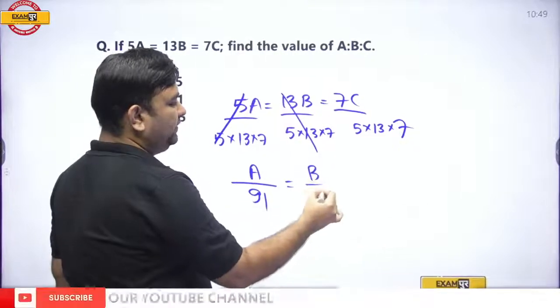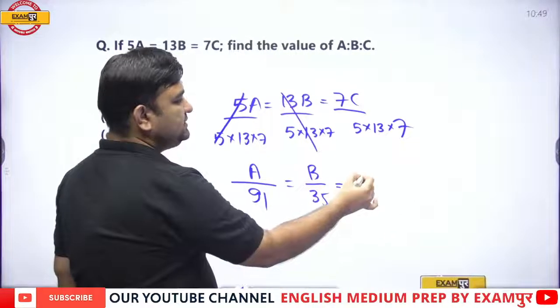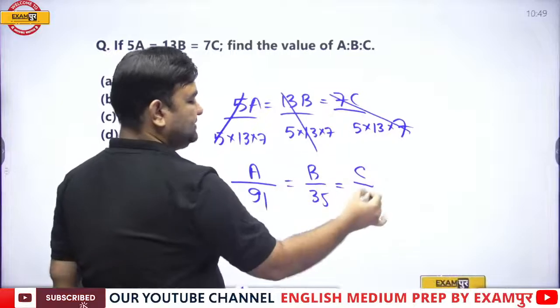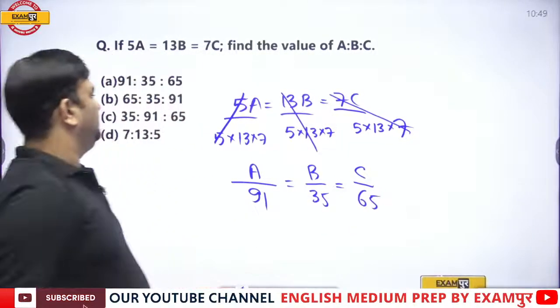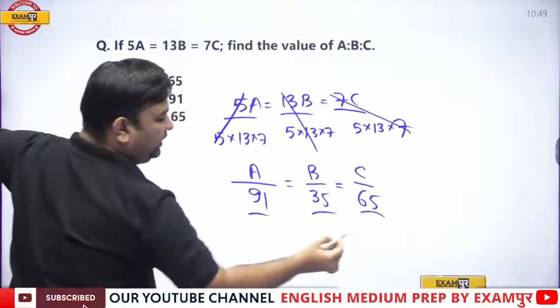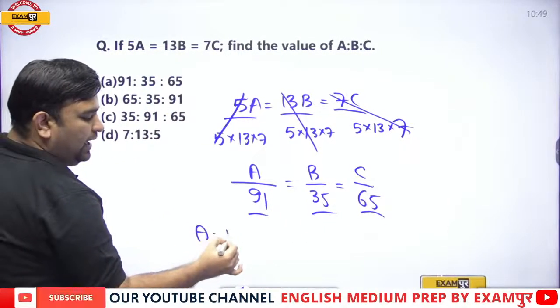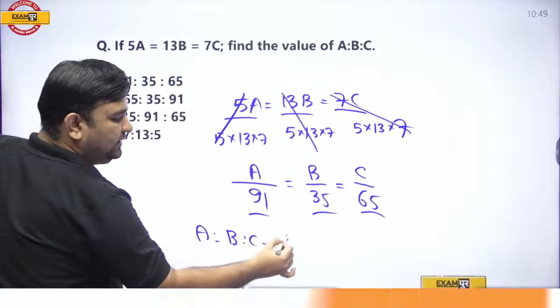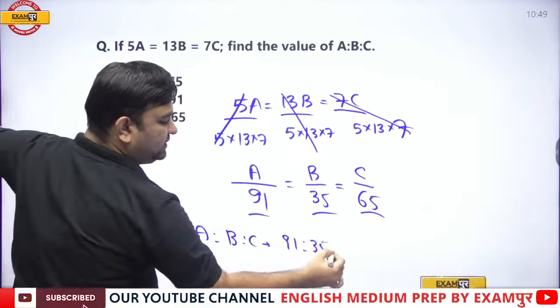b upon 35 and c upon 65. So 91, 35, 65 is the ratio a, b, c.